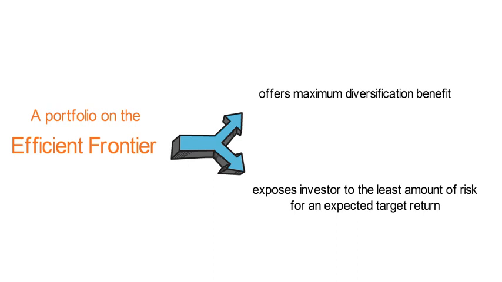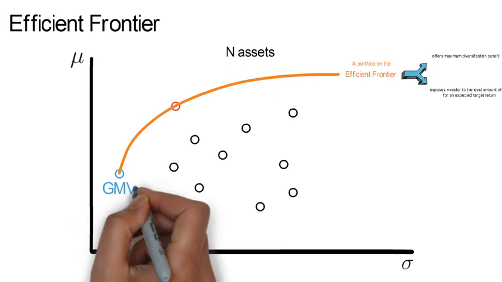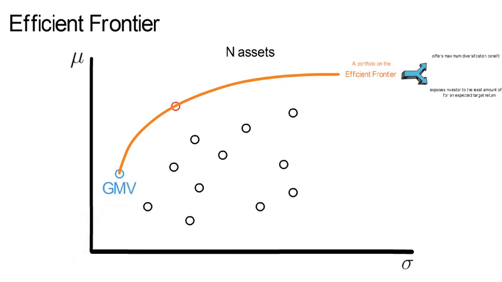The furthest left efficient portfolio is called the global minimum variance portfolio. It's the portfolio of risky assets with the lowest possible volatility. Last but not least, looking at the graph makes it obvious that a smart investor would always hold an efficient portfolio and never an inefficient one.